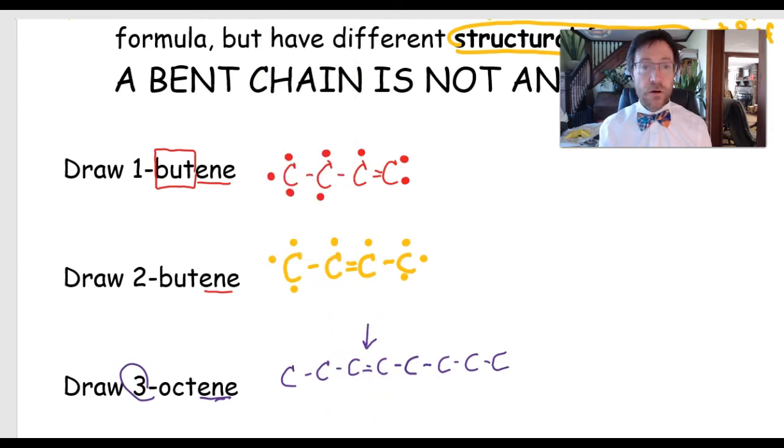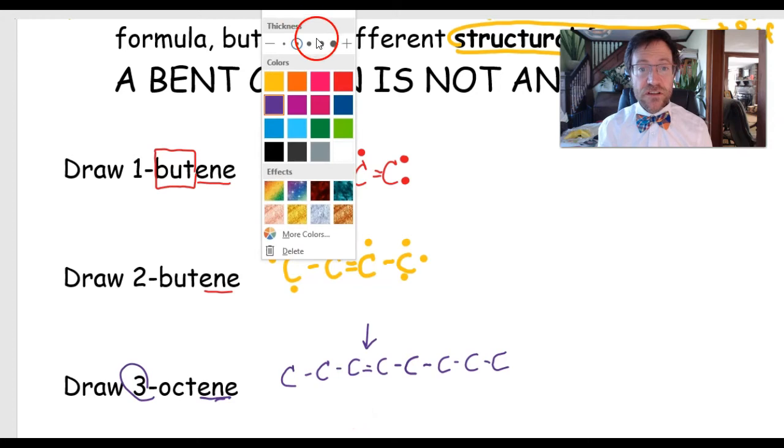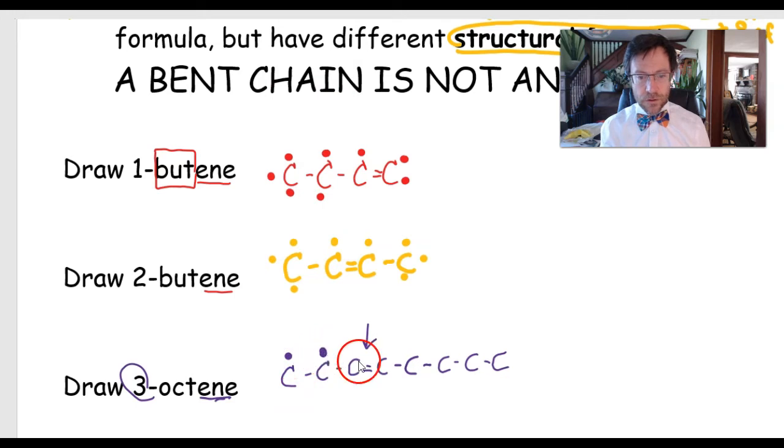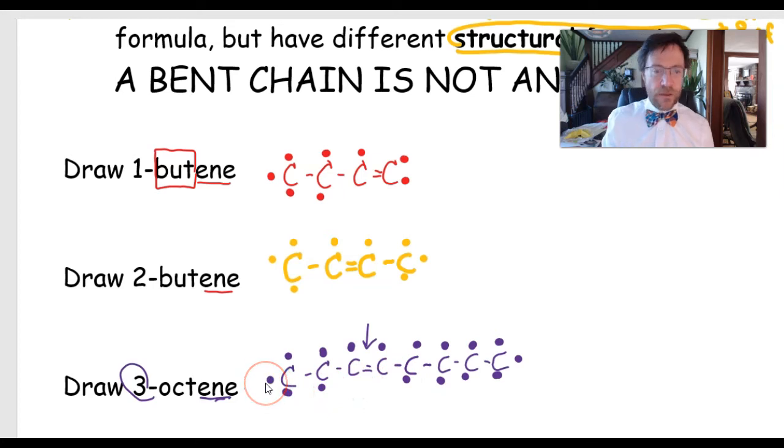Okay, so then we add hydrogens so that every carbon has 4 bonds. 1, 2, 3, 4. Just gonna rip through this so you don't have to watch a 3-hour video. There you go.